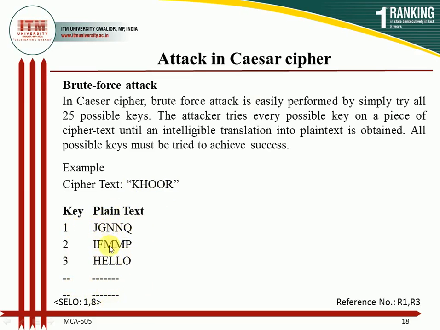Because as you can see here, the three texts that he or she will get after applying the key, can we easily identify which is the plain text message? Plain text message is a human readable message. Can we read this one? No. Can we read this one? No. Can we read this one? Yes. It says hello, right? So the attacker just takes the message and applies the keys one by one.